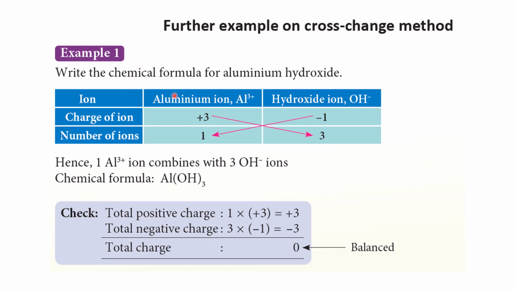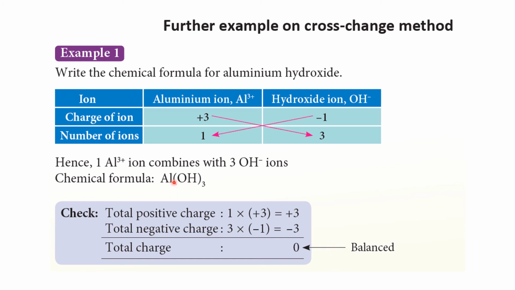Okay, the next example is the chemical formula for aluminium hydroxide. First you write the cation and anion. The aluminium is Al3+, the hydroxide ion is OH-. So the charge of the ion is +3 for the aluminium and -1 for the hydroxide. Then you exchange the charges. You put 1 here and the 3 you put there. And then to check: 1 times +3 becomes +3, and on this side 3 times -1 becomes -3. So the total charge is 0, balanced.